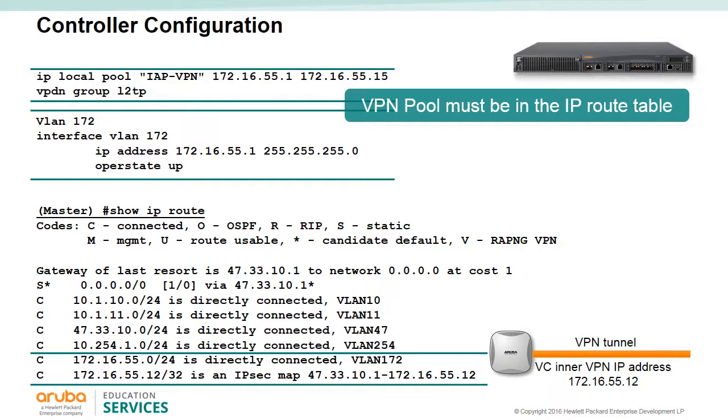The VPN pool is in subnet 172.16.55. You must therefore create a VLAN and assign the VPN pool subnet to this VLAN. Use the show ip route command to see that the VPN pool subnet is in the routed list.